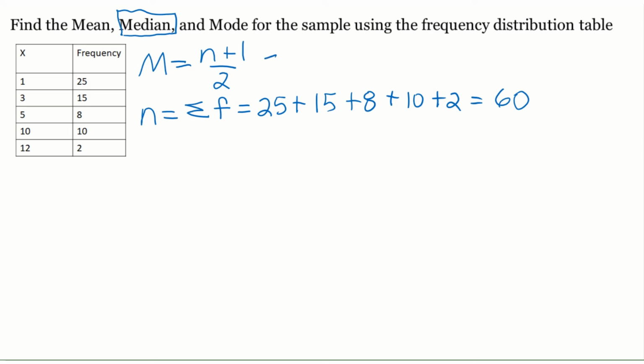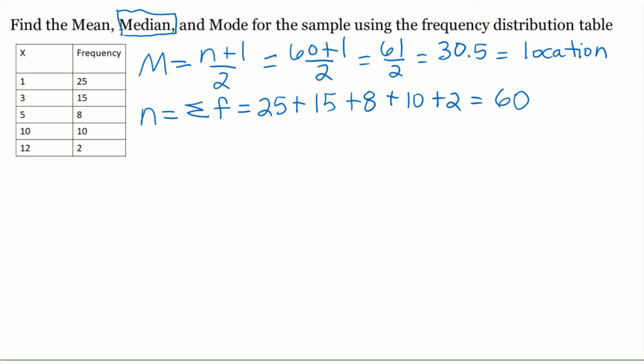So now we can come up here and say 60 plus 1 divided by 2 equals 61 divided by 2 equals 30.5. So this is the location of our median, which is the middle data point.